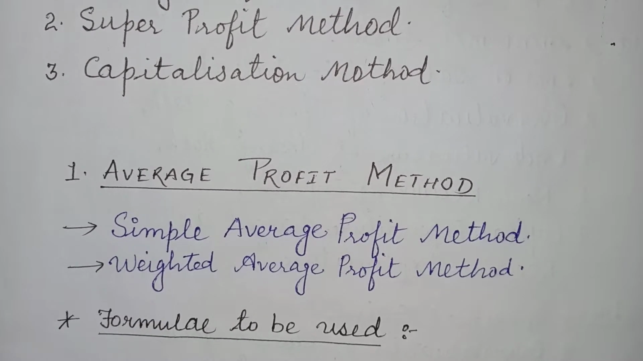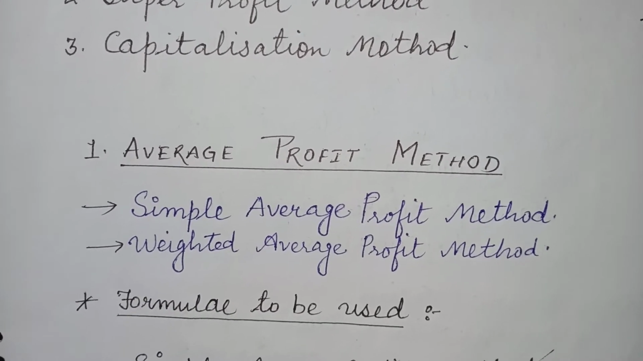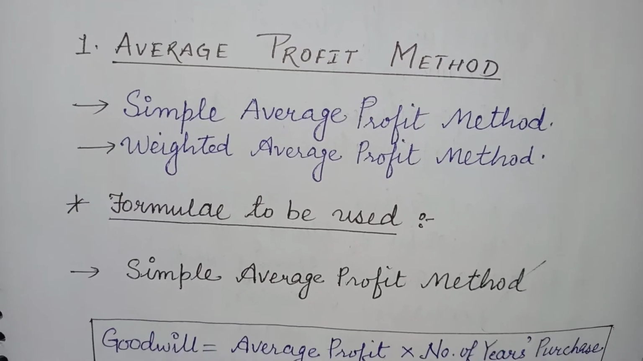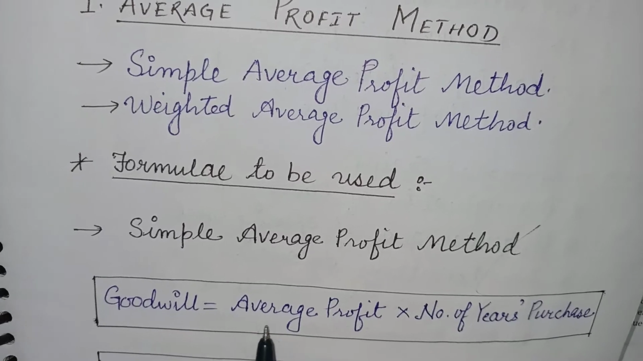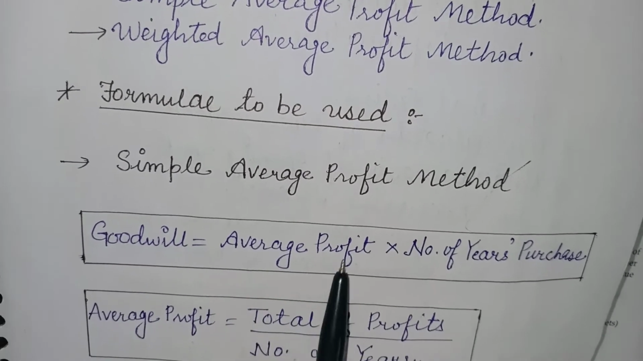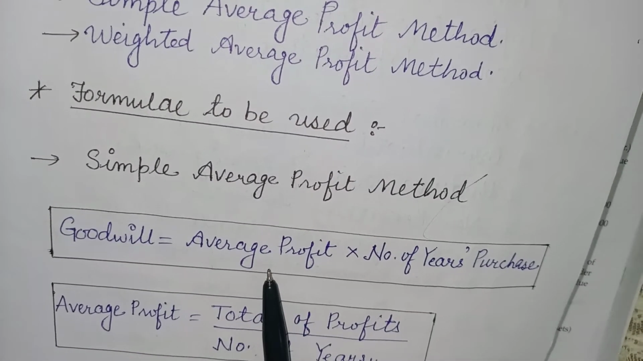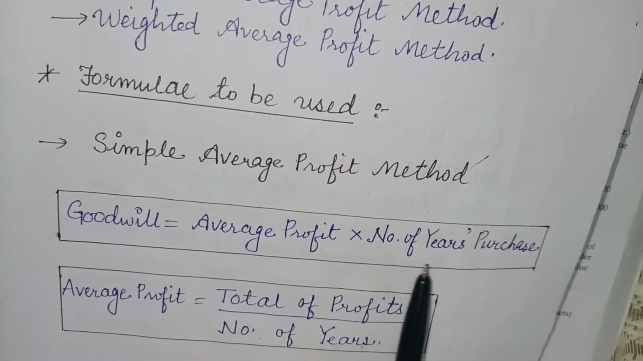Under this method again we have two sub methods, simple average profit method and weighted average profit method. The first one, simple average profit method, what is the formula? Important formula is here. Goodwill equals average profit. Average profit, you all are well aware of this, how to calculate the average of anything, as we have discussed that in statistics in 11. So average profit multiplied by number of years purchase.